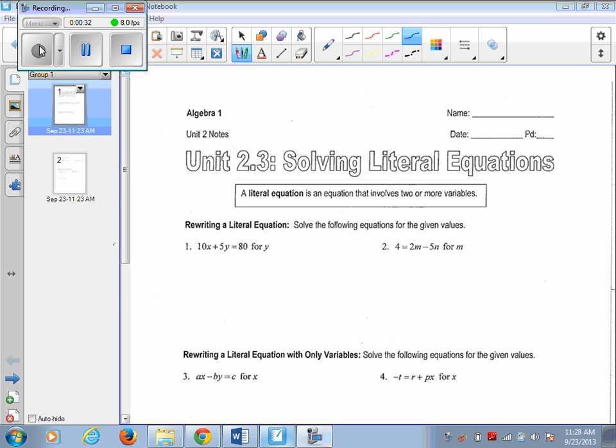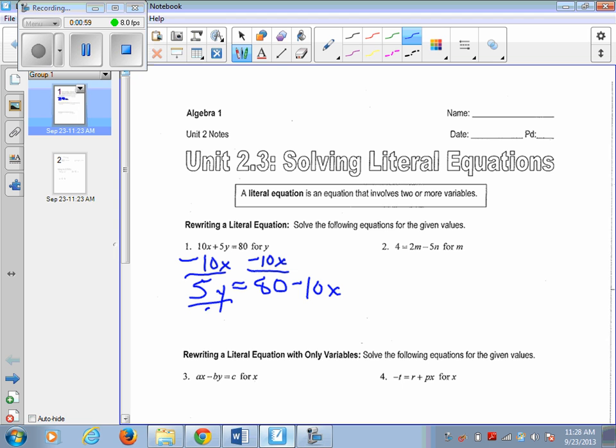So this is a lot like we're solving. We are just getting y by itself. So the first thing that we would want to do is subtract 10x from both sides. So we end up with 5y on the left, and then 80 minus 10x on the right. And right now we have 5y, so to get y all by itself, we need to divide by 5.